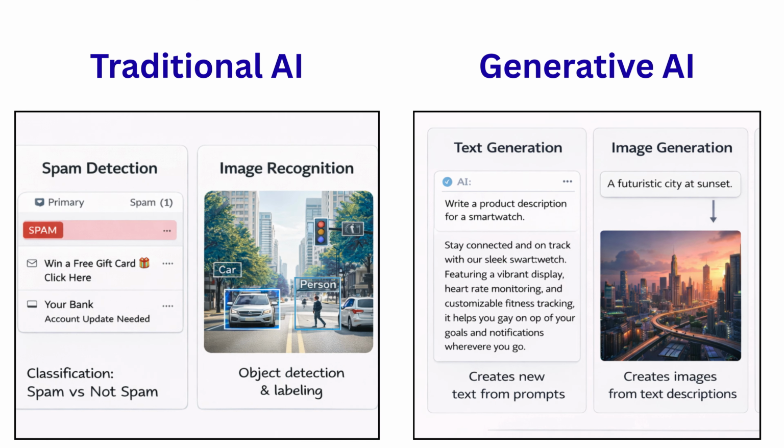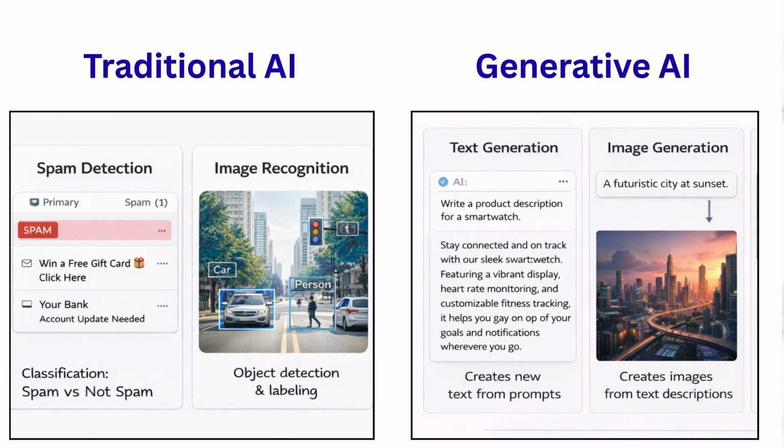Here are a few examples of both traditional AI and generative AI. Traditional AI can be used in tasks like spam detection, image recognition, and others, while generative AI can be used in tasks like text generation, image generation, and others. You can see in the generative AI examples how we can just provide text input to the AI and it can generate new text or new images.